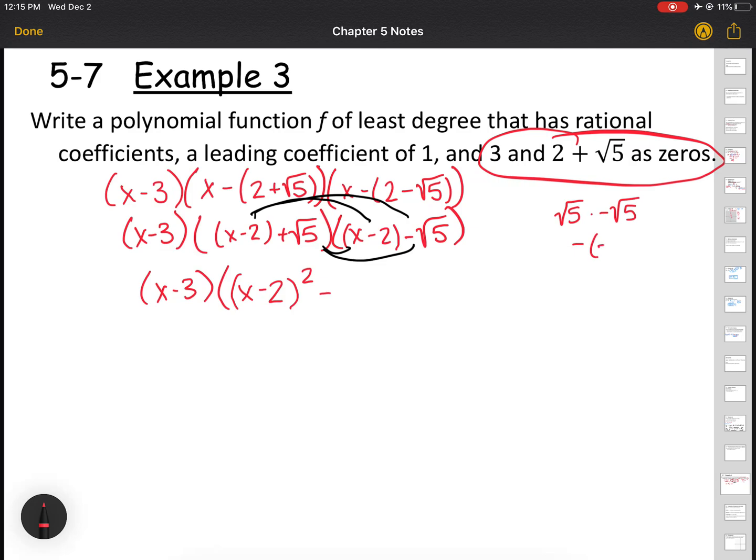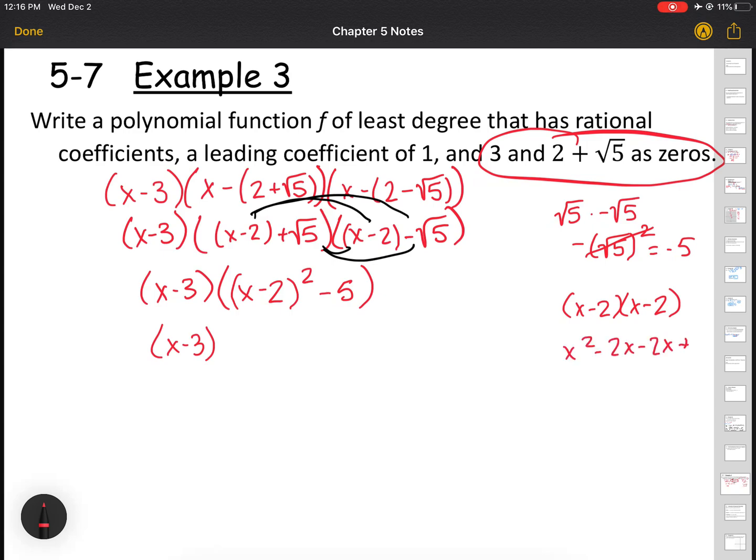That's like saying this, which is just left with negative 5. Okay, so now I can expand that x minus 2 squared, right? So x minus 2 times x minus 2. If I FOIL that, I get x squared minus 2x minus 2x plus 4, which is the same thing as x squared minus 4x plus 4. So x squared minus 4x plus 4, and then I have that minus 5 there too.